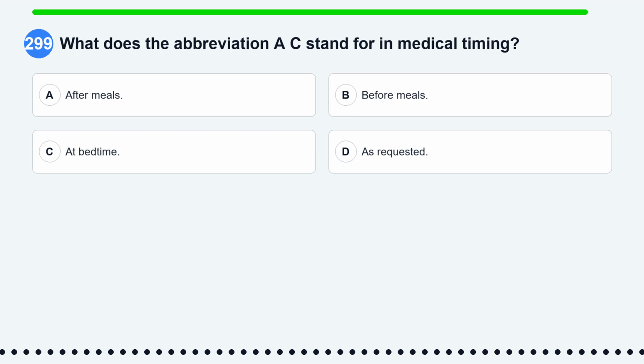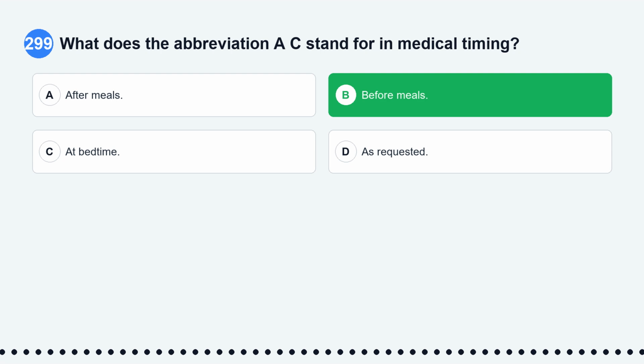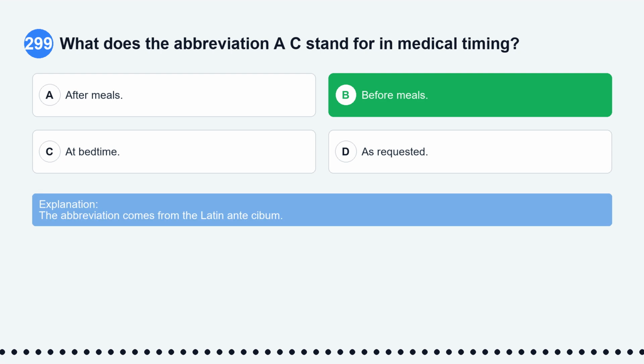Question 299. What does the abbreviation AC stand for in medical timing? Option A, after meals. Option B, before meals. Option C, at bedtime. Option D, as requested. The correct answer is option B, before meals. The abbreviation comes from the Latin ante cibum.